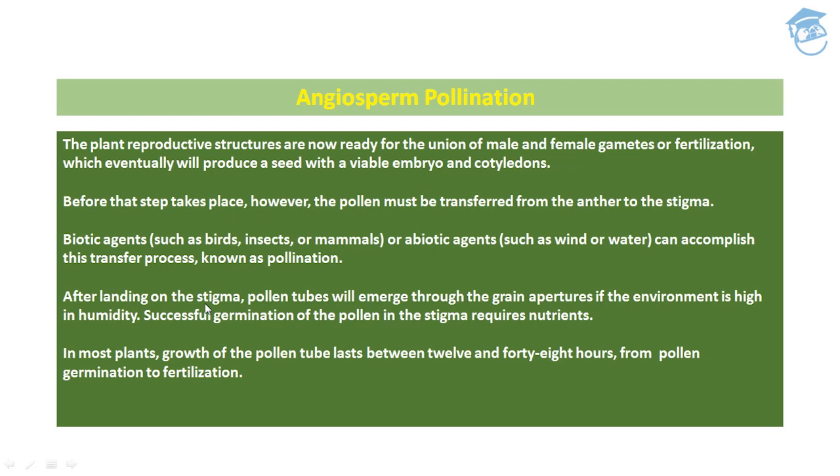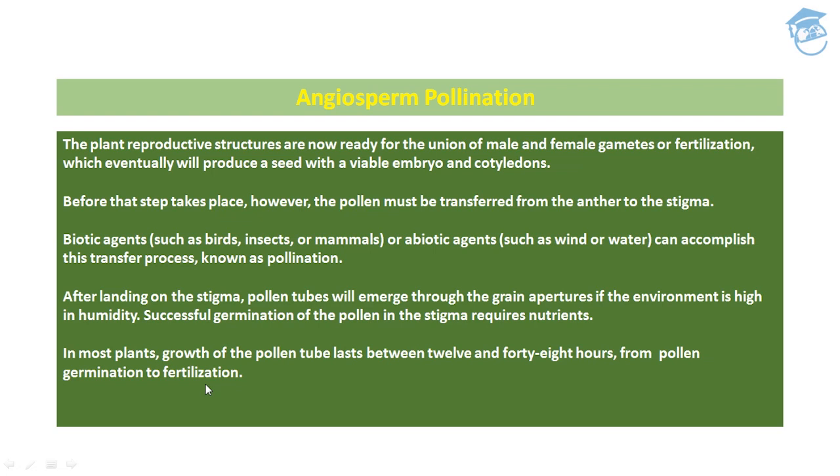And successful germination of pollen on the stigma requires nutrients. That means it needs energy to carry out this process. And in most plants, growth of the pollen tube lasts between 12 and 48 hours from pollen germination to fertilization.